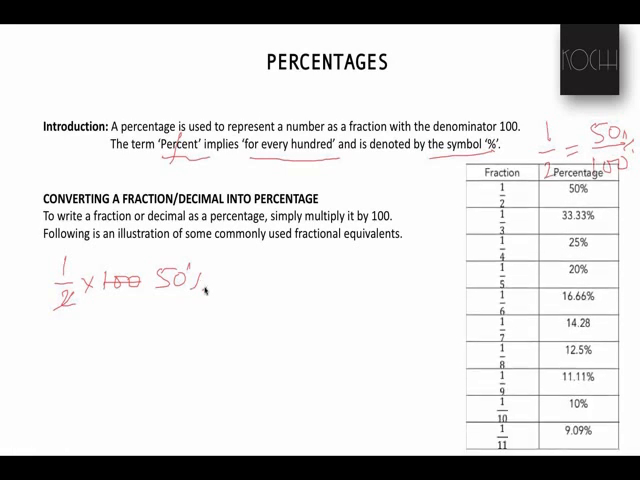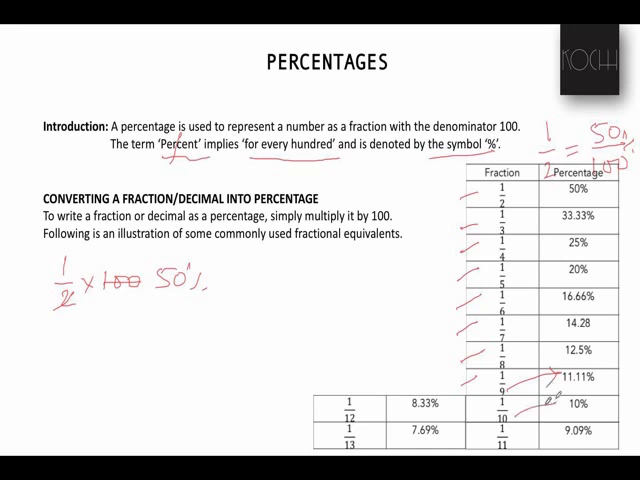I want you to study and go through all the basic fractional equivalents. Suppose 1 by 2 is 50%, 1 by 3 is 33.33%, 1 by 4 is 25%, 1 by 5 is 20%, 1 by 6 is 16.66%, 1 by 7 is 14.28%, 1 by 8 is 12.5%, 1 by 9 is 11.11%. Remember 9 and 11, so this is easy. 1 by 10 is 10%.